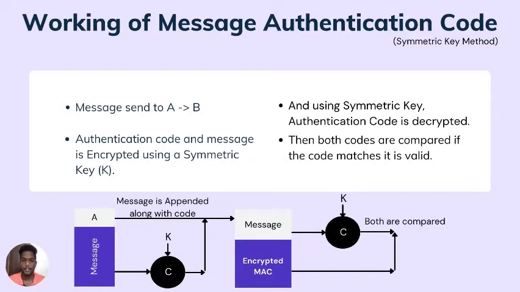Now, the message authentication code, symmetric method. A message is sent from user A to user B. Here we'll be using authentication function C, and we'll be encrypting its output using key K, and we'll be appending it to the message sent from user A to B. And here comes a problem. Here we are only encrypting the message authentication code, and we are not encrypting the message.